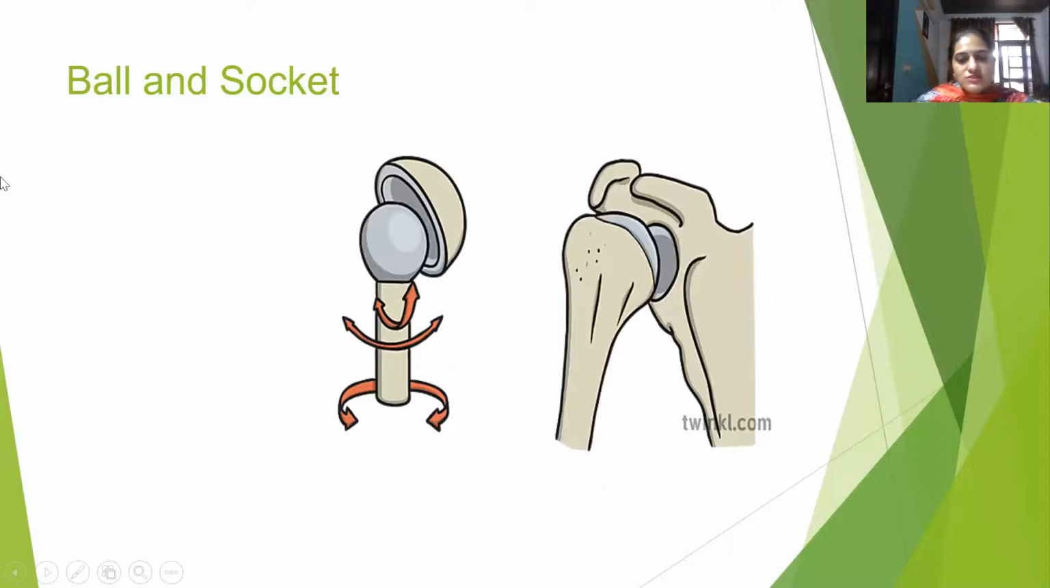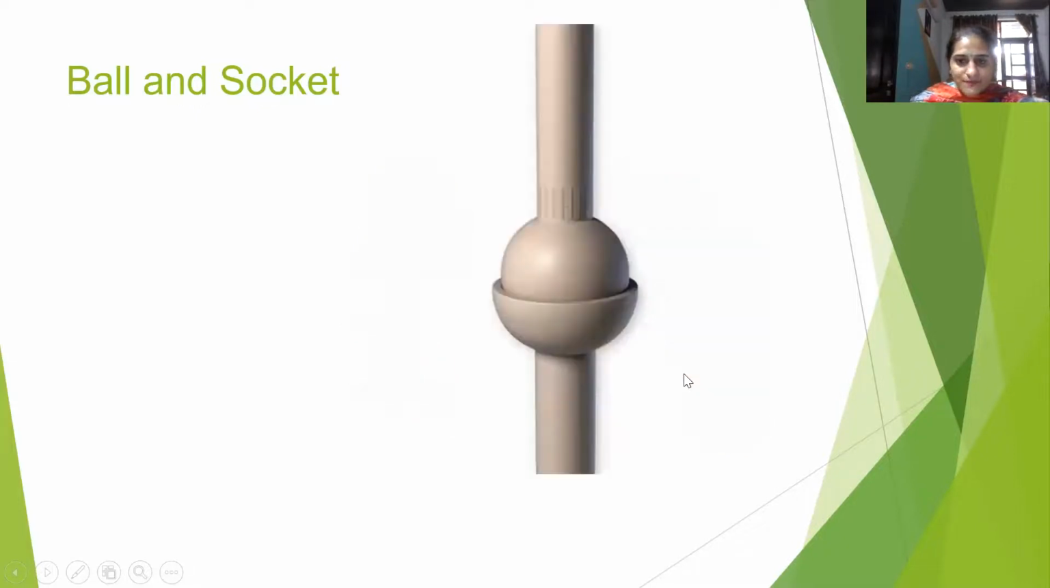So this is the ball and socket joint. This is a ball which is fixed into this socket. You can see in this diagram, this ball is moving inside this socket. So it is just like a ball with which you play, and this is a socket in which it moves. So now we will be seeing the movement. It is doing up and down movement, as well as revolving around the axis and rotating also.